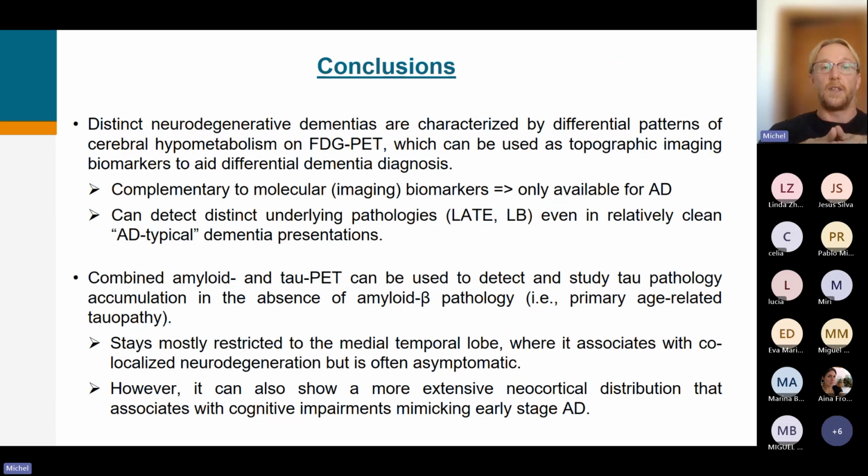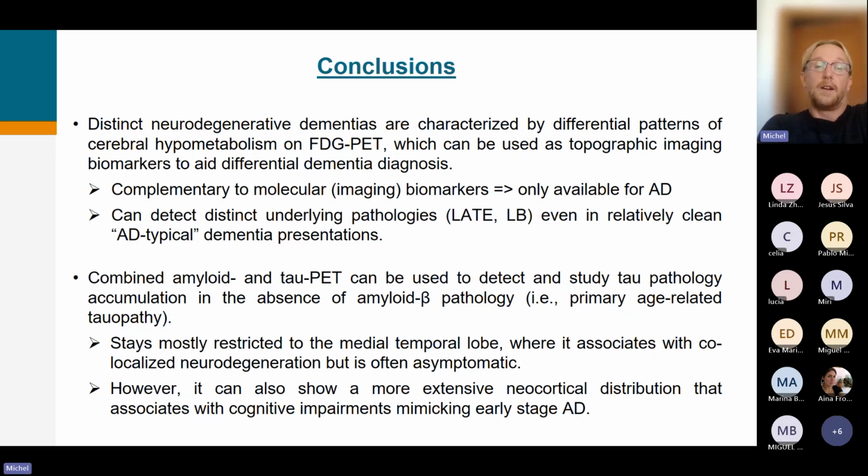of this presentation, I've shown you that distinct neurodegenerative dementias are characterized by differential patterns of cerebral hypometabolism on FDG PET. And this can be used as a topographic imaging biomarker to aid differential dementia diagnosis. This is particularly useful in the setting where molecular biomarkers are not available yet for most of the proteinopathies that exist. The only established biomarkers are really only available for amyloid and tau, meaning Alzheimer's disease pathology. And this is even helpful in relatively clean AD typical dementia presentations.